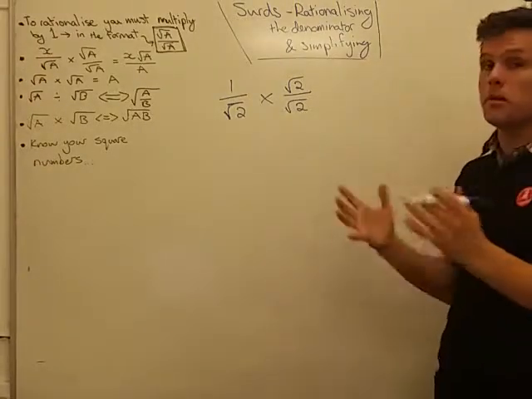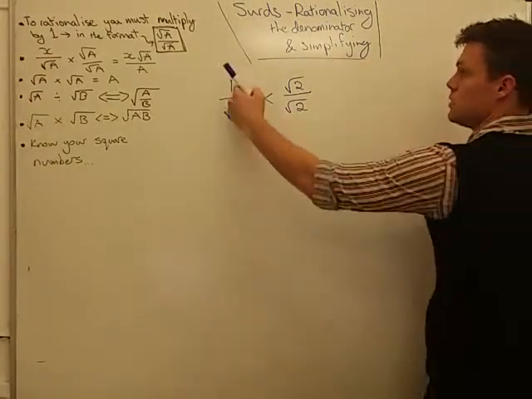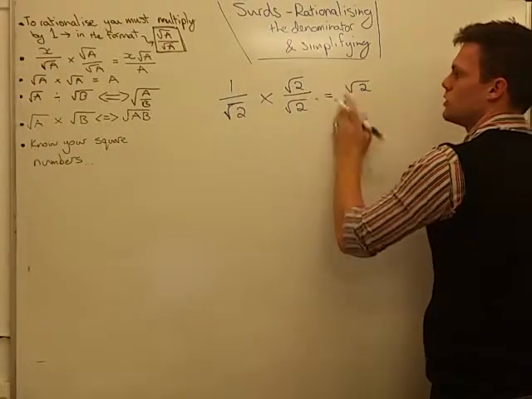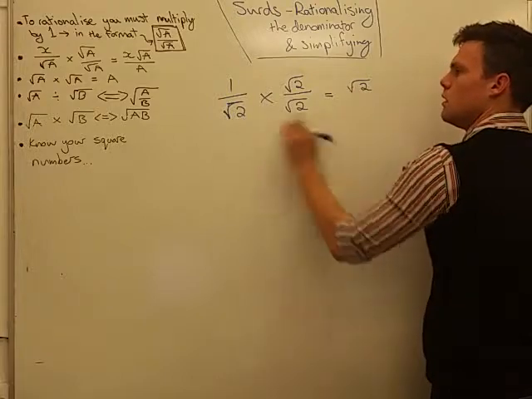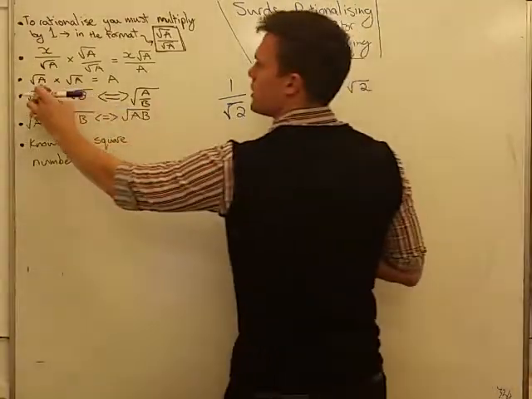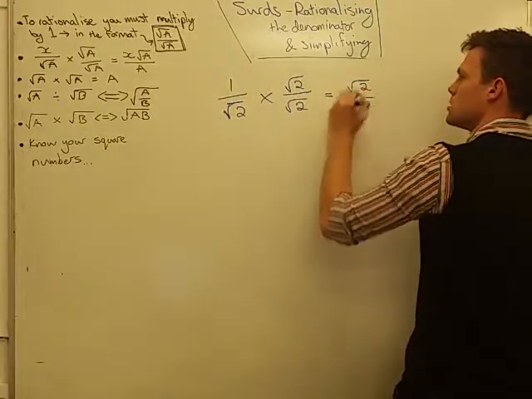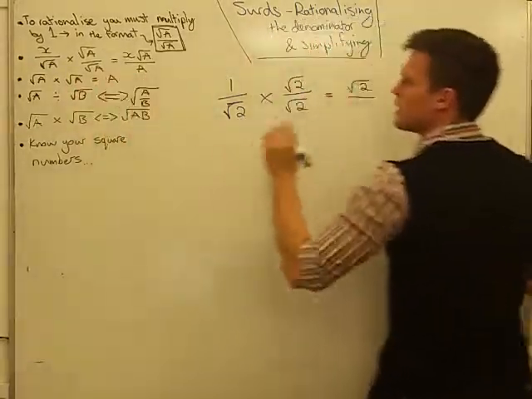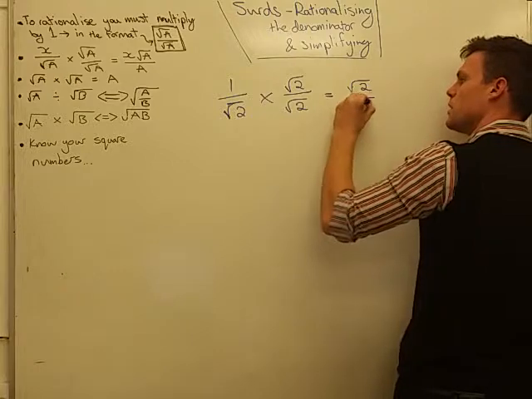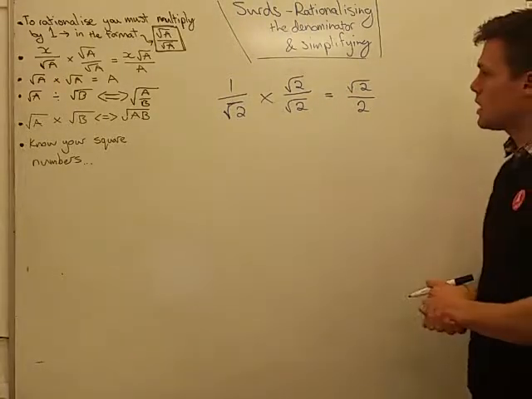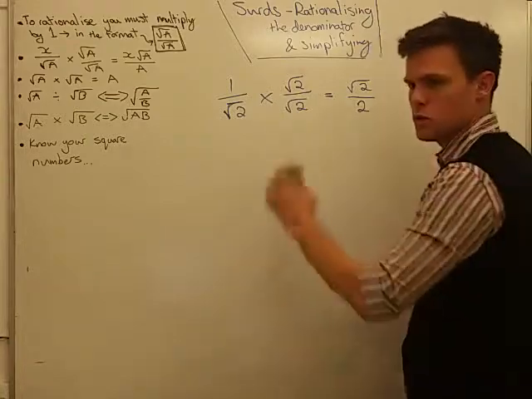Now I can use my multiplication of fractions rule. Numerator times numerator, that's going to give me root 2. 1 times root 2, I'm not going to write the 1. Root 2 times root 2, I know that any square root times itself gives me the number inside. So root a times root a is going to give me a. So root 2 times root 2 is going to give me 2. And there's my answer.